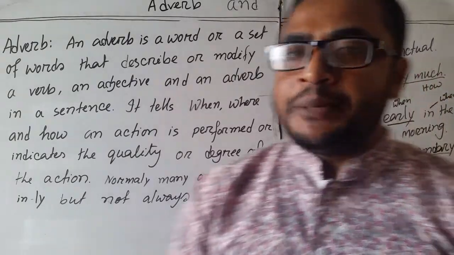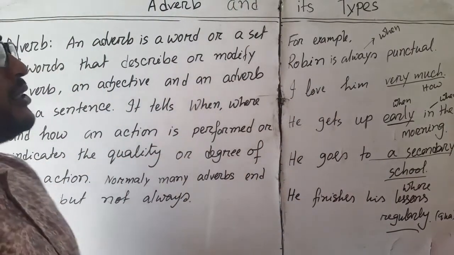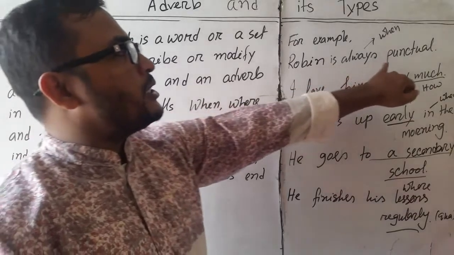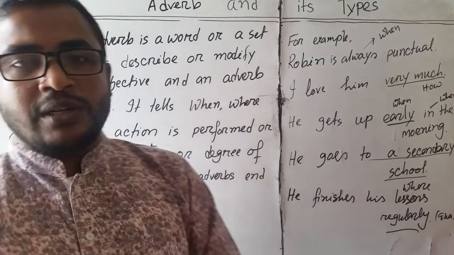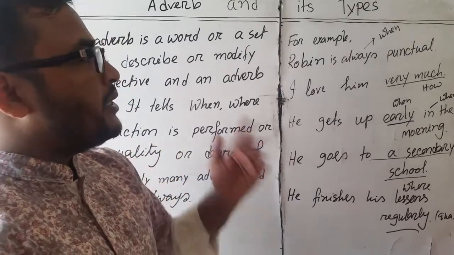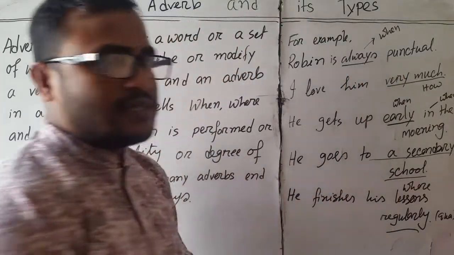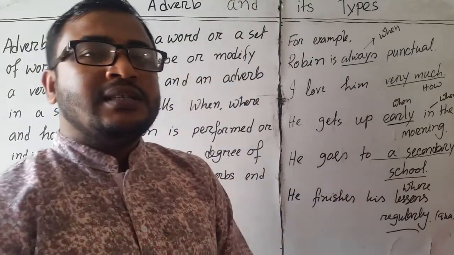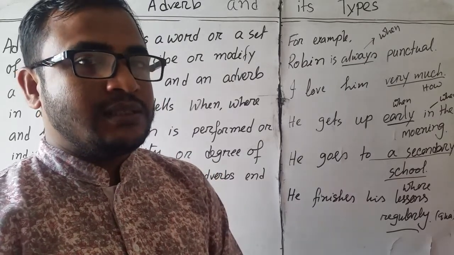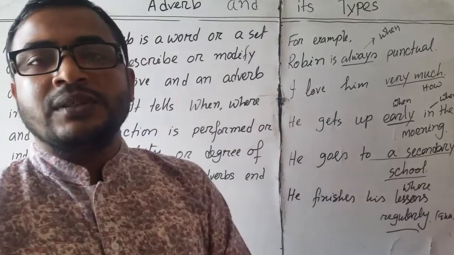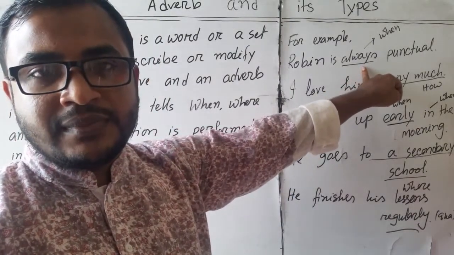So let me give you some examples here. First, Robin is always punctual. Here, the word always tells us about time, or when. So, always is an adverb. It's a single word.